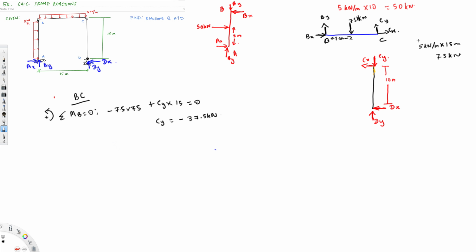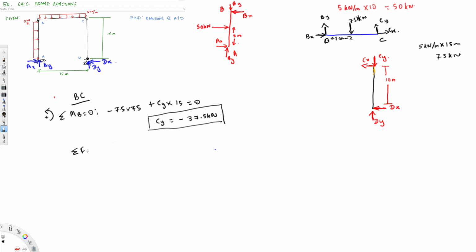Therefore, we know the direction we picked should be acting in the opposite direction. So that's what it means if it's negative. From this information, I can find things here. If Cy is this one, let's see, we can find the Dy. Let's find all the values we can find in BC first. If I know Cy, I can find By.